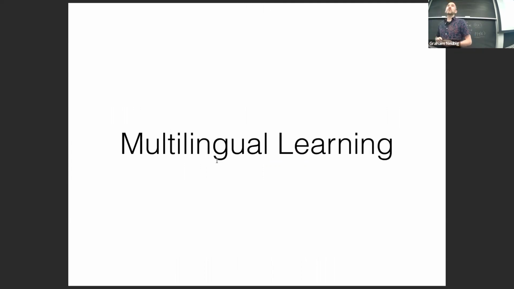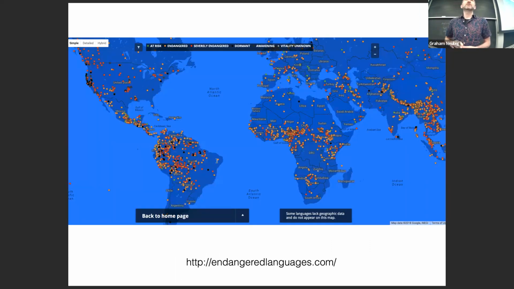Okay, moving on to multilingual learning. There are many languages in the world. This is a map of only the endangered languages in the world, with red and orange indicating the level of endangerment. And so you can see there are many languages that we'd want to be working on. Yes, yeah.